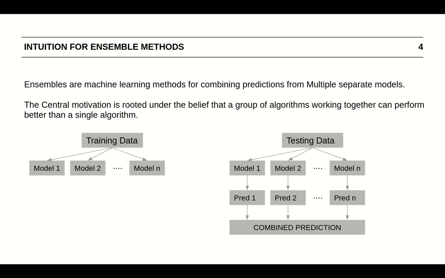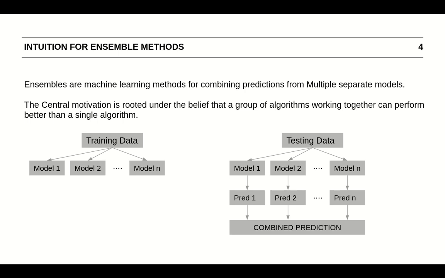Ensemble methods are machine learning methods for combining predictions from multiple separate methods or models. So far, what we have learned is to create a single model and use it on a data set and develop some predictions. The central motivation for ensemble methods is rooted in the belief that a group of algorithms working together can often perform better than a single algorithm.